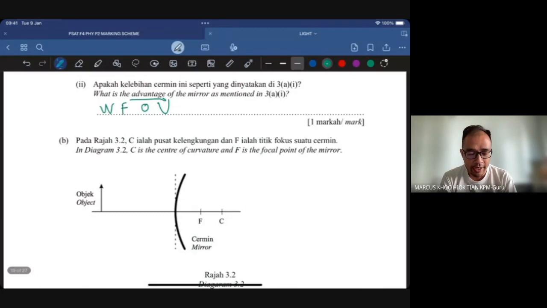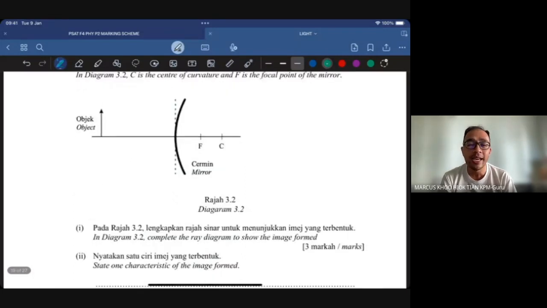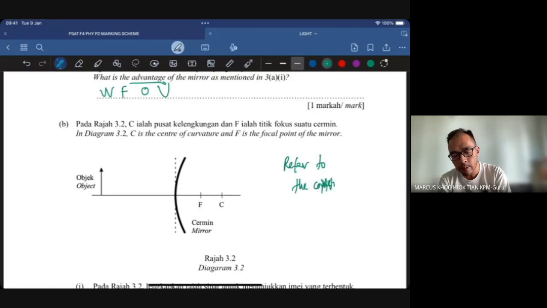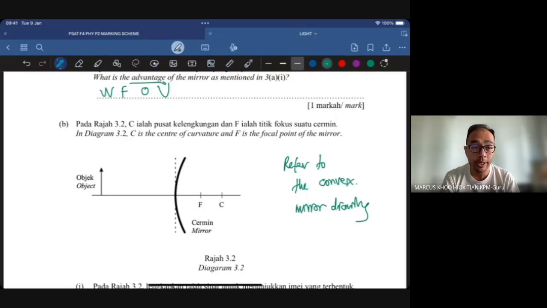Sorry, do we want to draw this again? It's the same thing as we've been drawing just now. So I'm just going to refer here to the convex mirror drawing. It's a good place to practice, everybody. You can use this as a place to practice.